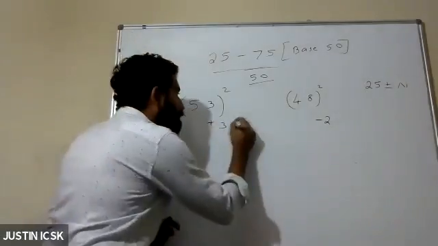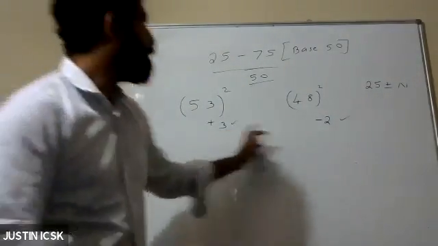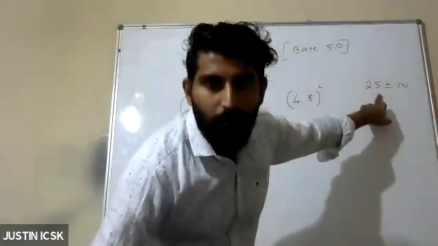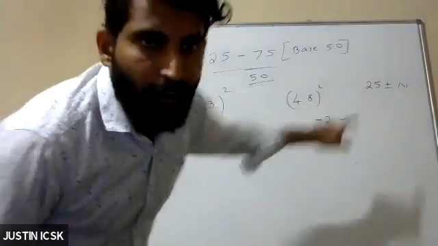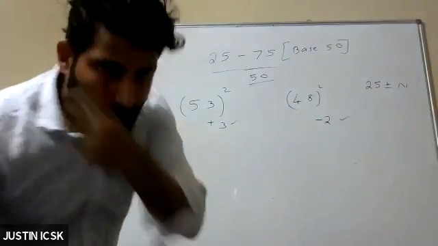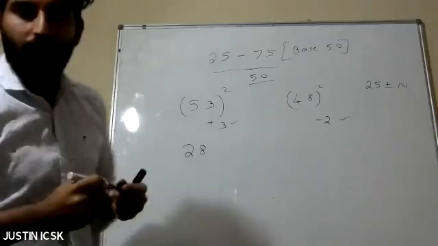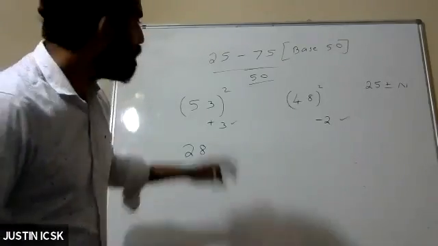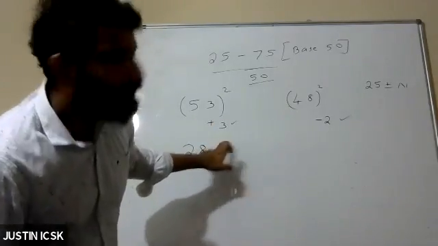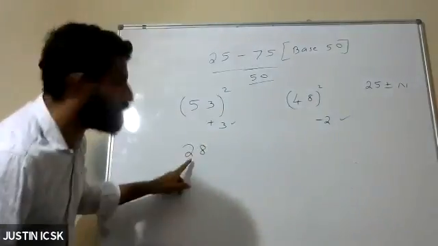Now we need this number only. If you know this number, almost we got the answer. What you do is just remember this 25. 25 plus 3 is 28. Understood? 53 means 50 plus 3. Then I told you 25 plus or minus 10. Just take this 25. 25 plus 3 is 28.